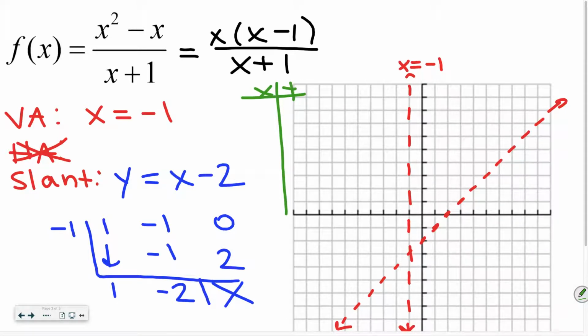So if our vertical asymptote is at -1, I'm going to ask you to do the same thing. Pick two coordinates to the right, 0 and 1. What happens when we plug in 0? We get 0. What happens when we plug in 1? 0. We get 0.